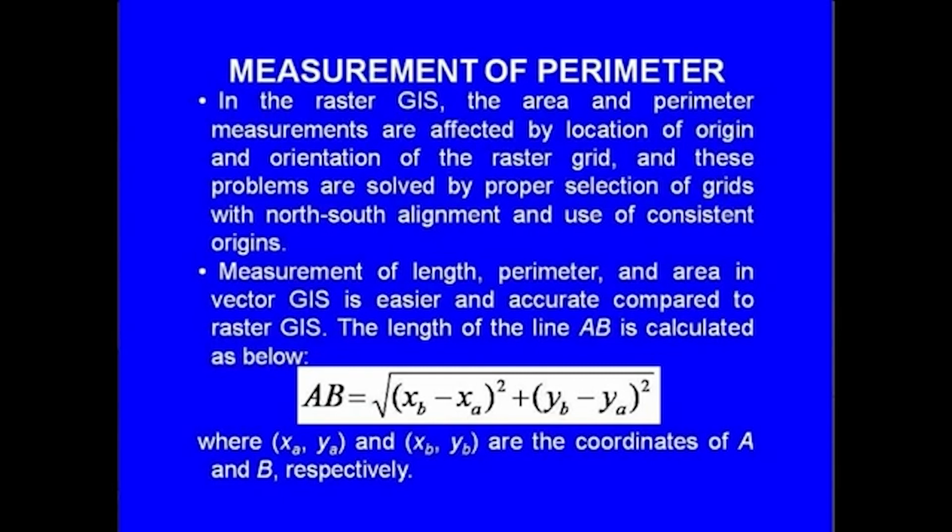The length of the line AB is calculated as below, where AB is equal to the square root of (XB minus XA) whole squared plus (YB minus YA) whole squared, where XA, YA, XB, YB are the coordinates of points A and B respectively.